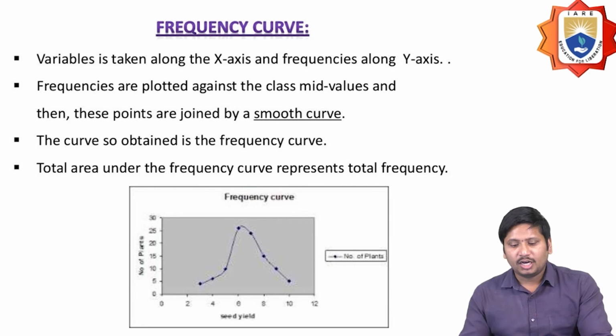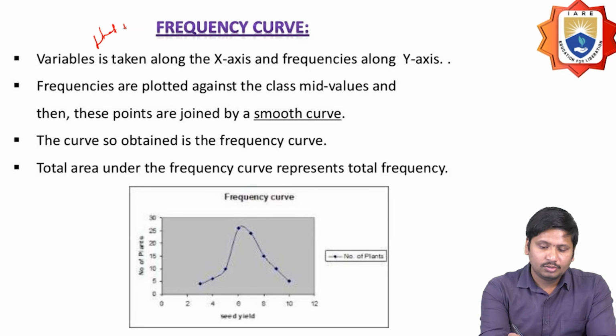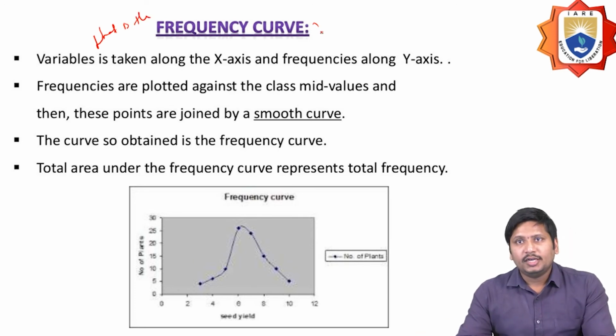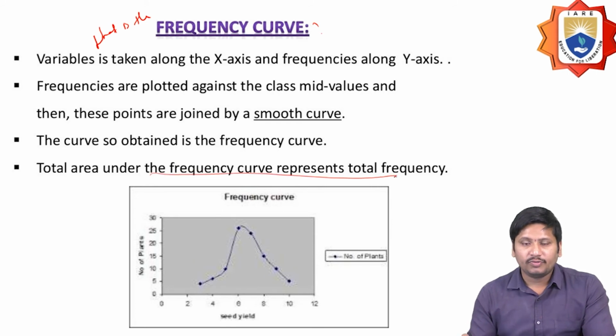And the frequency curve. What is a frequency curve? The variable is taken along the x-axis and frequencies are taken on the y-axis, similar to the histogram. These frequencies are plotted against the class mid values, and the points are joined by a smooth curve. That curve we call a frequency curve. The total area under it represents the total frequency.